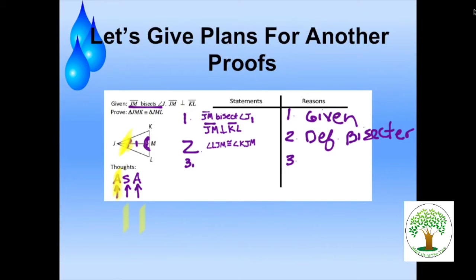Side. Okay. So we need to do this line here, right? What are we gonna state for that? JM is congruent to JM. Okay. Do you remember why, Brett? Reflexive. Anytime something is congruent to itself. Yes.